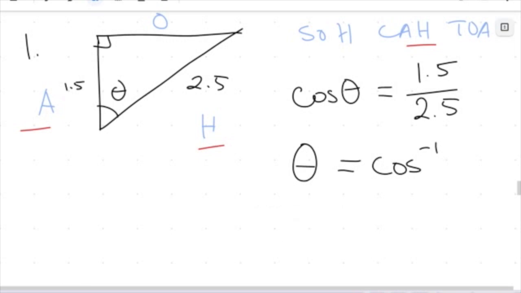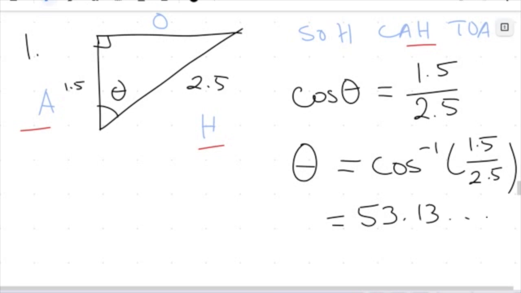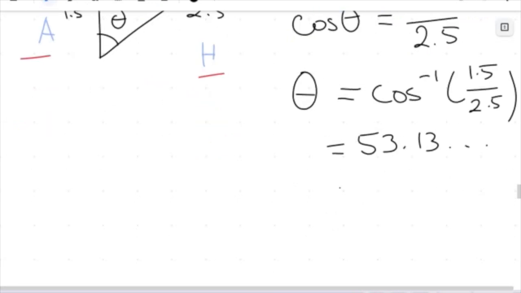My theta equals the inverse cos of 1.5 over 2.5. And when we put that into our calculator, we are going to get 53.13, etc., which we can also convert to minutes. If we want to find this to the nearest minute, we're going to get 53 degrees and 8 minutes here.